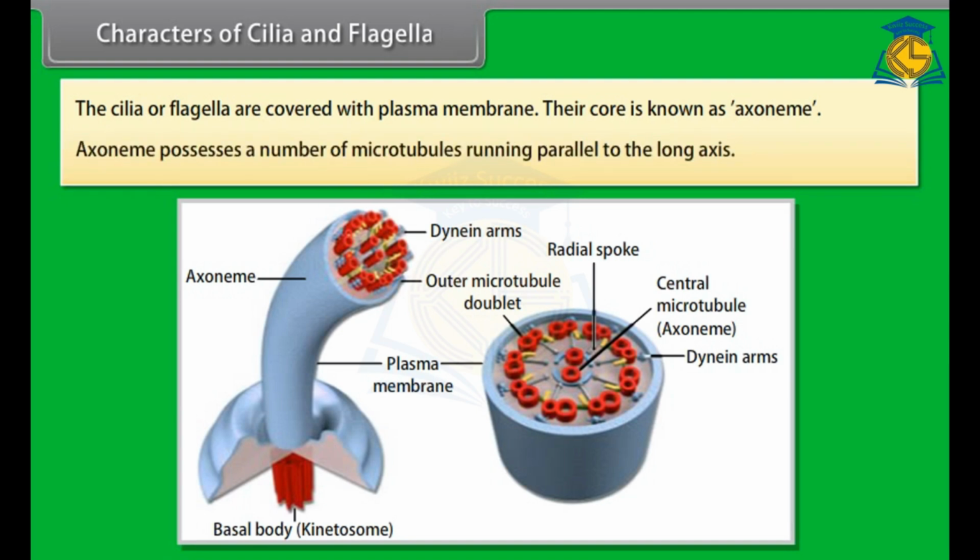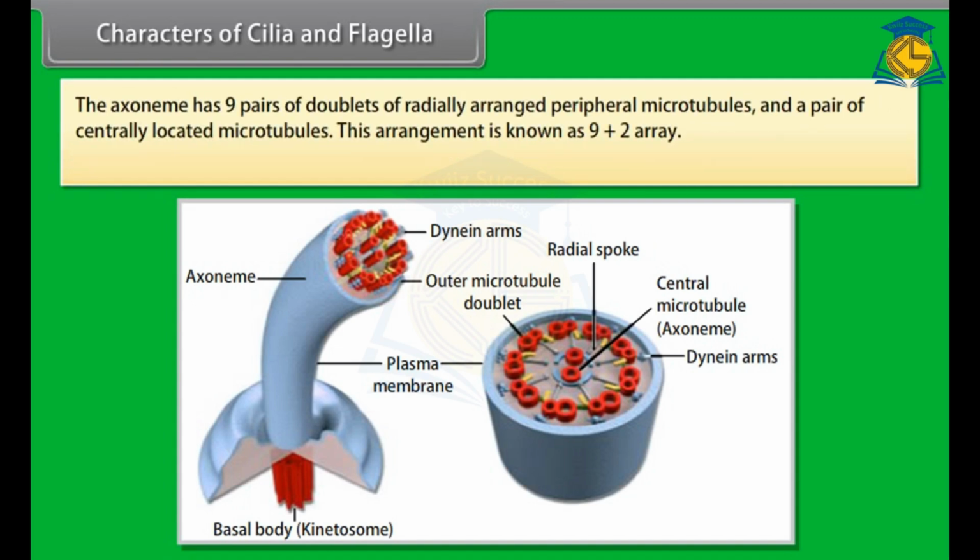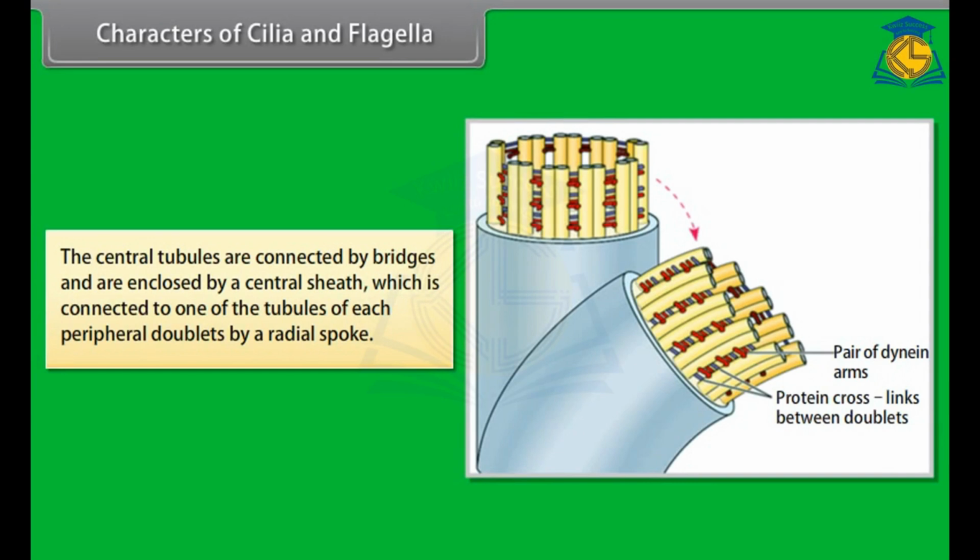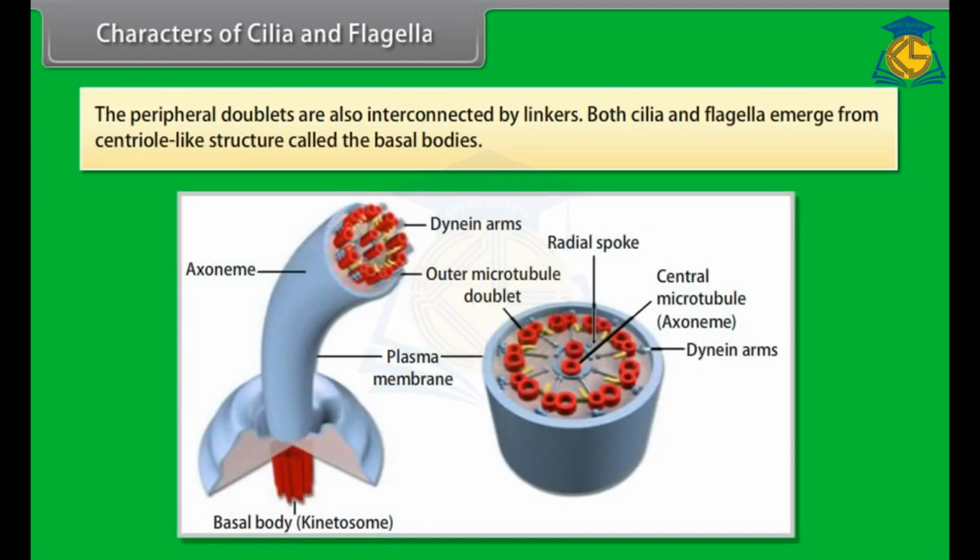Axoneme possesses a number of microtubules running parallel to the long axis. The axoneme has 9 pairs of doublets of radially arranged peripheral microtubules and a pair of centrally located microtubules. This arrangement is known as 9+2 array. The central tubules are connected by bridges and are enclosed by a central sheath, which is connected to one of the tubules of each peripheral doublet by a radial spoke. The peripheral doublets are also interconnected by linkers. Both cilia and flagella emerge from centriole-like structures called the basal bodies.